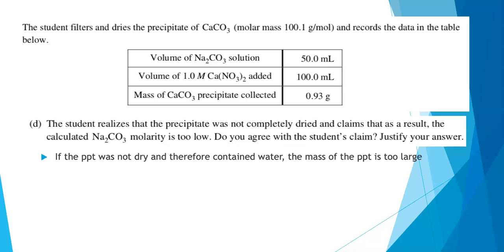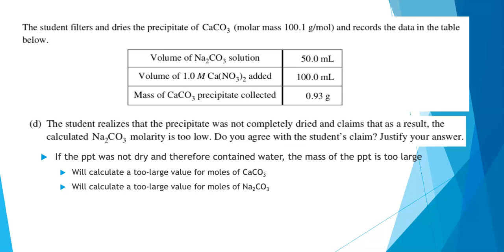The precipitate was not dry, and therefore it must have contained water, all right? So the mass of the precipitate is really larger than it should be for the actual amount of calcium carbonate formed. My 0.93 grams here is actually too big a number, and if it had been completely dried, I would have had a lower value. Well, here's what that's going to do to my data, all right? We know that the moles of calcium carbonate gives me the moles of sodium carbonate. So if my mass of precipitate is too big because of the excess water, I'm going to get a too large value for moles of calcium carbonate when I do my math, like I did in part C. And that means when I go to calculate my moles of sodium carbonate, that's also going to be too big, all right?